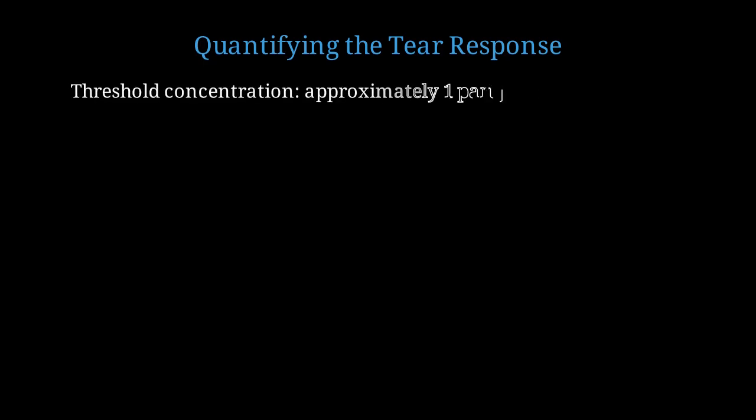Let's try to quantify the tear response. How much lacrimatory factor is needed to trigger tearing? Studies suggest the threshold concentration in air that triggers lacrimation is approximately 1 part per million by volume, or about 3.7 milligrams per cubic meter. C threshold is approximately 1 part per million, which equals about 3.7 milligrams per cubic meter.